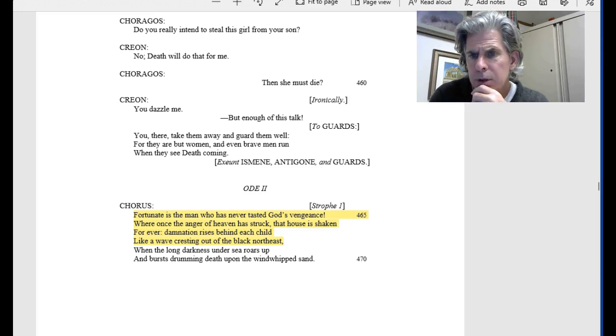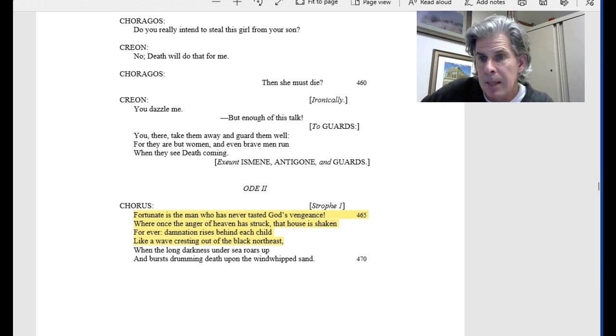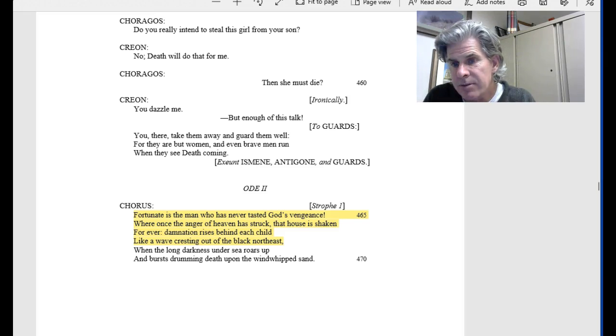And the chorus says, "Fortunate is the man who has never tasted God's vengeance." And notice the metaphoric language of tasting God's vengeance. Literally, he's somebody who has not endured God's wrath, but tasted it. It's as if you've imbibed it like food. Why do that? Because it hits you on a bodily level, on a personal level, like it's poison. Like vengeance is a poison that can be fed to you. Okay? "Where once the anger of heaven is struck, that house is shaken forever.